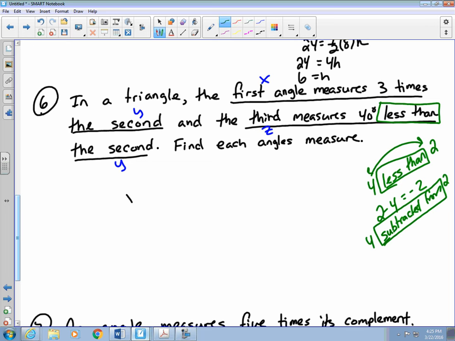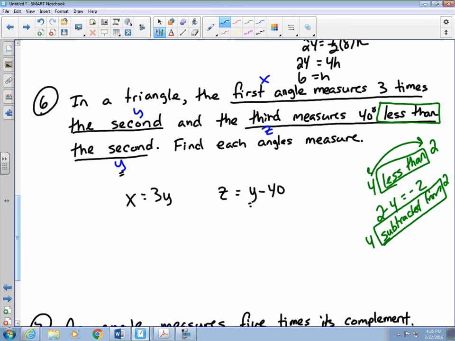So the first angle is 3 times the second. So again, there is that relationship. So x is obviously bigger. Whatever y is, you multiply that by 3, and you're going to get x. Now the next one. The third measures 40 degrees less than the second. So I'm not going to do 40 minus y. Instead, I have to flip the order and do y minus 40. Since I read the y second, it needs to go first. Very important.